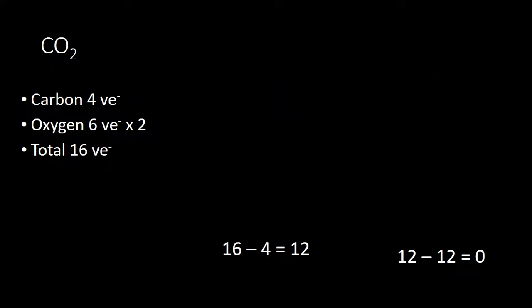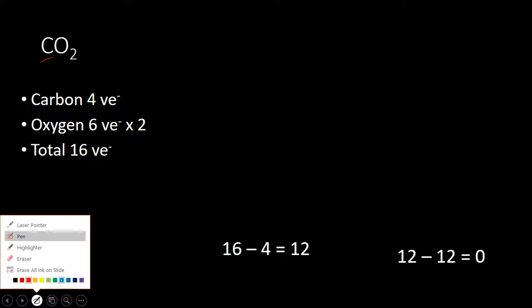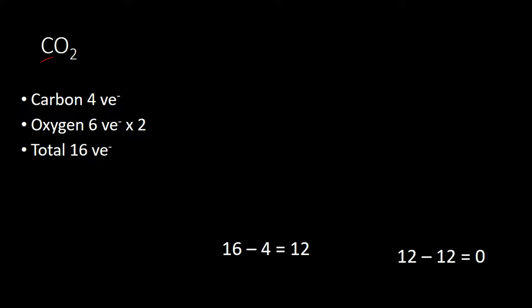All right, so moving on to carbon dioxide. Carbon is the central atom. It's the one listed first. There's 4 valence electrons on carbon, and oxygen has 6 valence electrons. There's 2 of them. 6 times 2 is 12, 12 plus 4, so we have 16 total valence electrons.